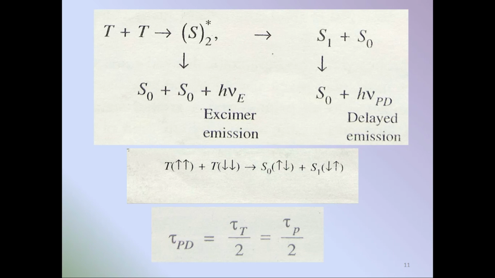Today we have learned the state diagram by considering biacetyl as an example, delayed fluorescence, and P-type and E-type delayed fluorescence.